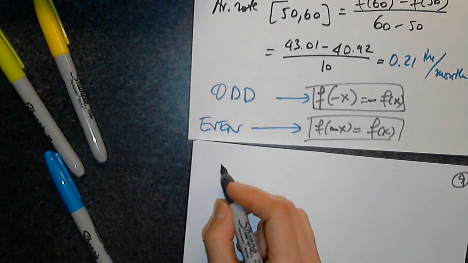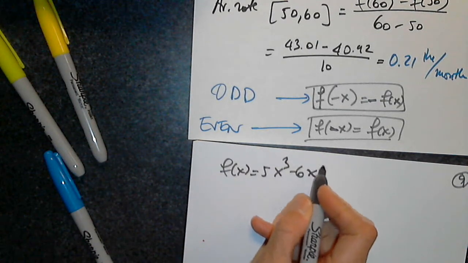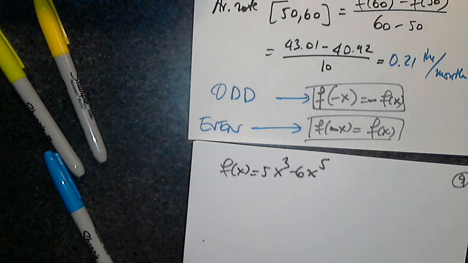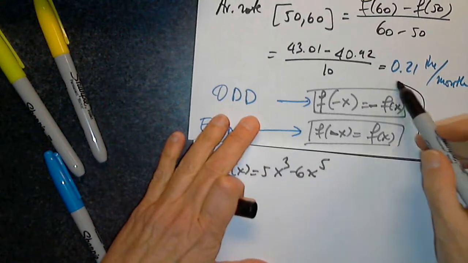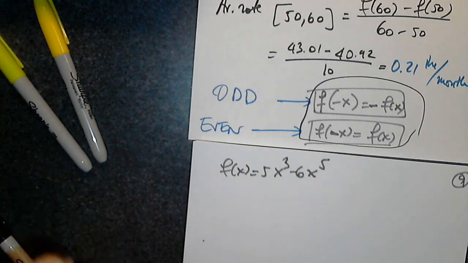is f of x equals 5x cubed minus 6x to the 5th. What do I have to determine? What is the key here? What do I need to calculate? The x intercepts. Next one. Y.